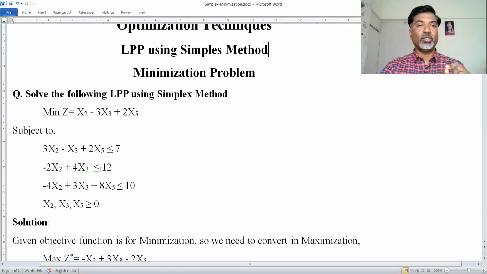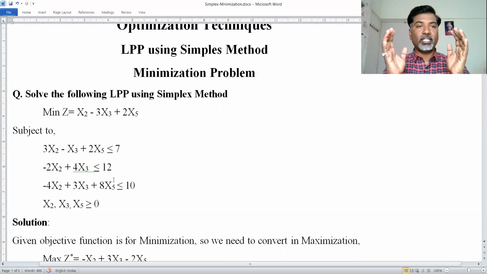Any values which satisfy these constraints are called feasible solutions. If you put x2 = 1, x3 = 1 and x5 = 1, and test all three constraints, then we can say 1, 1, 1 is a feasible solution. If you put x2, x3, x5 as 2, 2, 2 and all conditions are true, then 2, 2, 2 is also a feasible solution. Any solution which satisfies the given constraints is called a feasible solution.